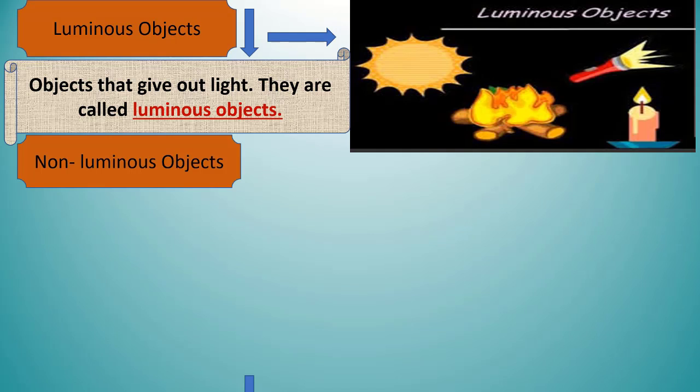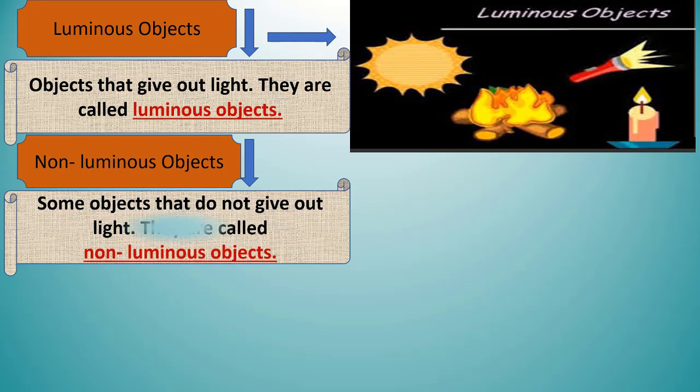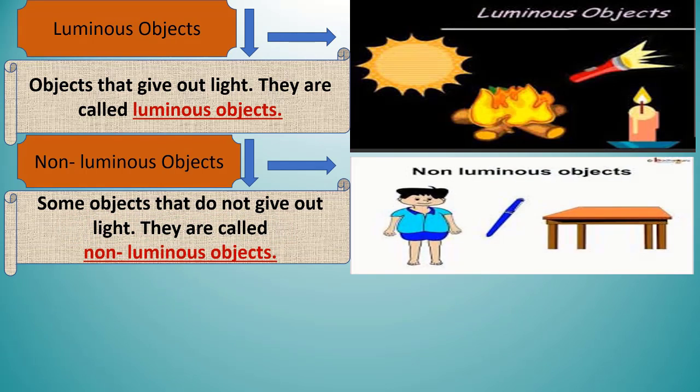Now see non-luminous objects. Some objects that do not give out light, they are called the non-luminous objects. Non-luminous objects are human beings, pan, wooden objects, they do not give out light. So that's why they are called the non-luminous objects.